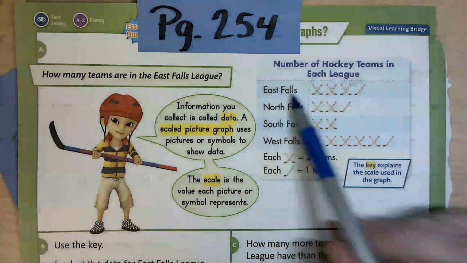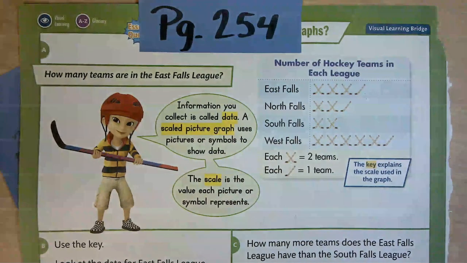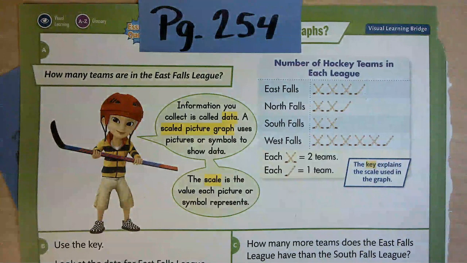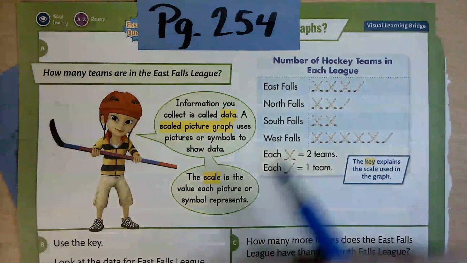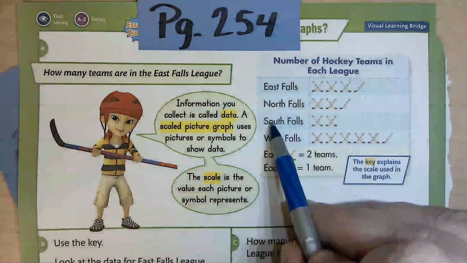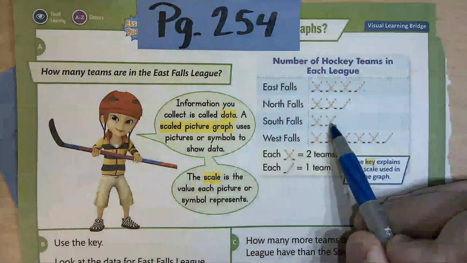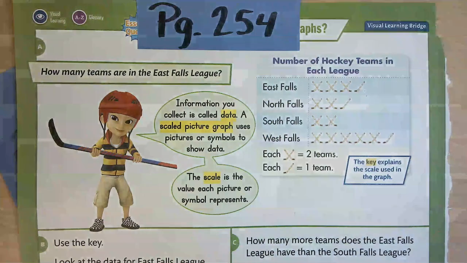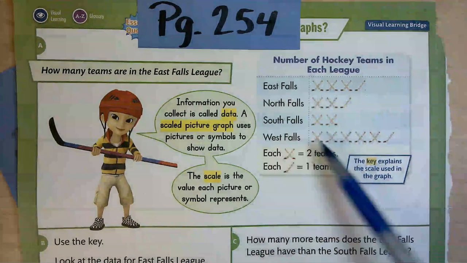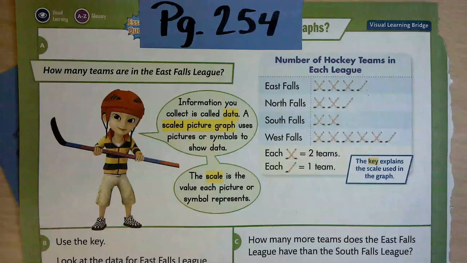Well, East Falls has 7. Well, what if I asked you how many teams are in the South Falls? How many teams are in South Falls? Well, I would need to look here to find where it says South Falls, and then 2, 4. So we need to use our data and we use our graph to find the different information that's on there. It's kind of one of the reasons that I like it, because it's kind of fun to be able to look at these different parts and figure that out.